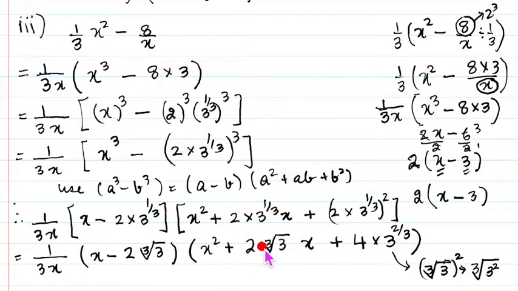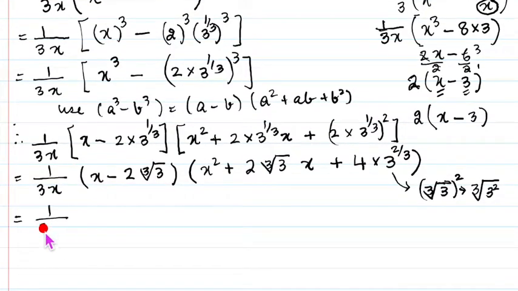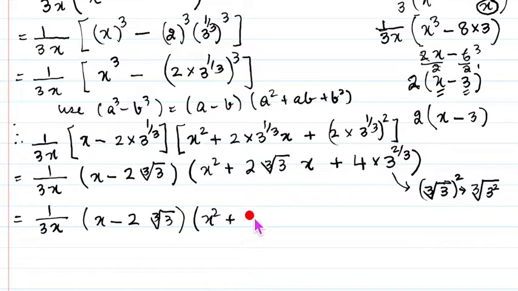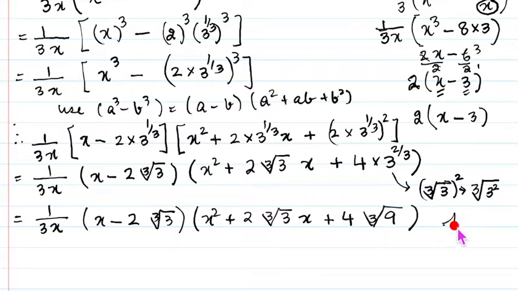So let us just write that one more step here, 1 upon 3x, and here x minus 2 cube root of 3 x squared plus 2 cube root of 3x plus 4 into cube root of 3 square means 9. Okay, and that is your answer. This is your third answer. Let us come to our fourth question.